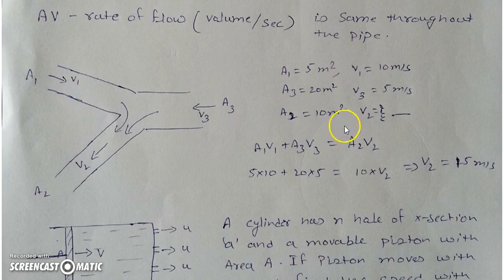These are the values of A1 V1 and so on. You can solve for V2. V2 comes out to be 15, which means the fluid is moving out with a speed of 15 meters per second from this cross section.